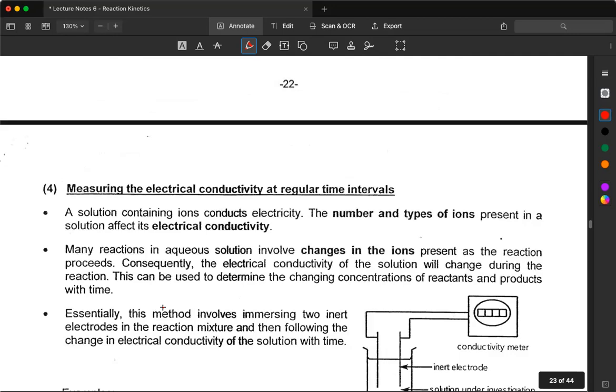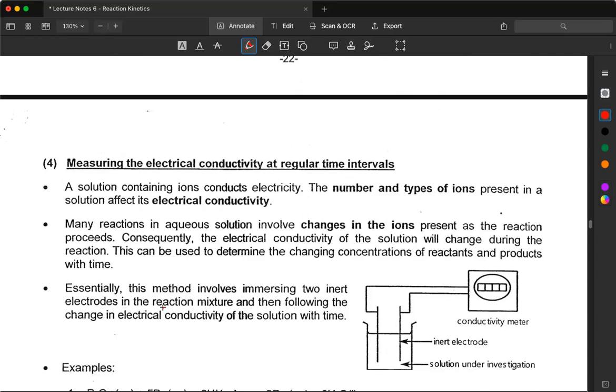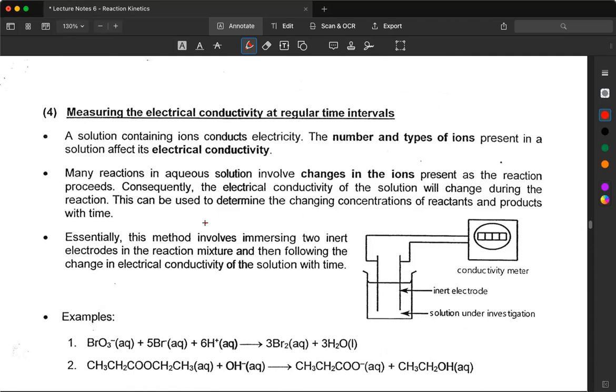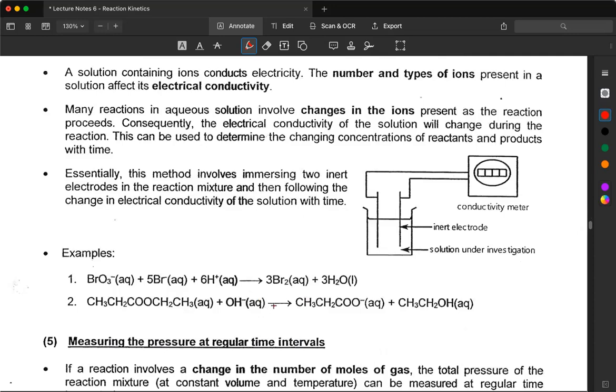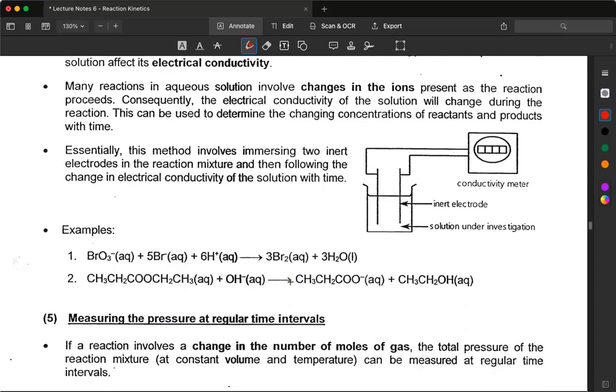Another method is to just measure the electrical conductivity at regular time intervals, because some solutions have ions, and ions are mobile charge carriers, so they will affect electrical conductivity. So what you can do is measure the electrical conductivity over regular time intervals, by inserting electrodes and connecting them to the conductivity meter, like these reactions here. All right, because the products formed have less mobile ions, so there will be a drop in the electrical conductivity.